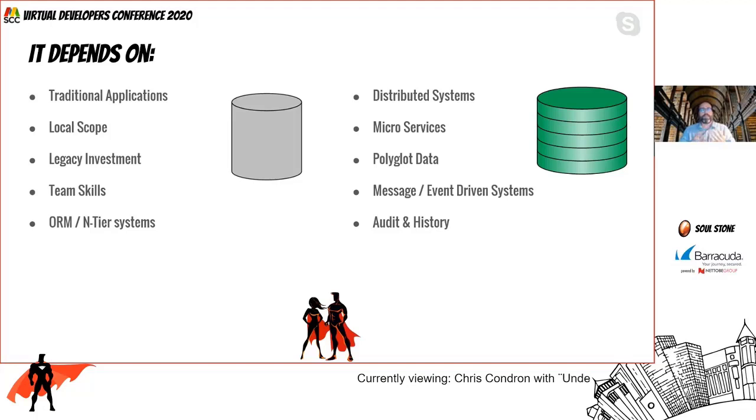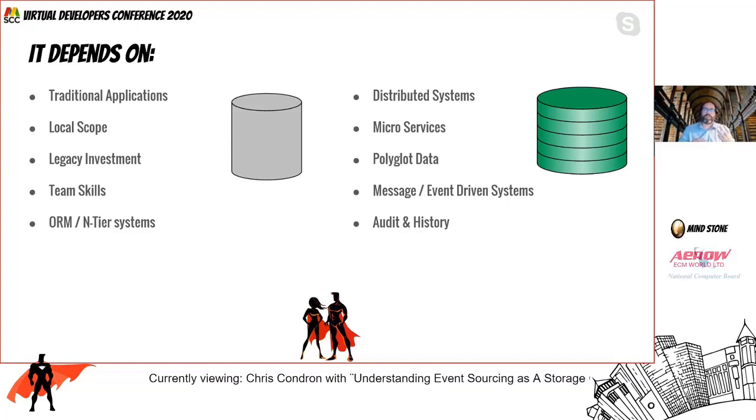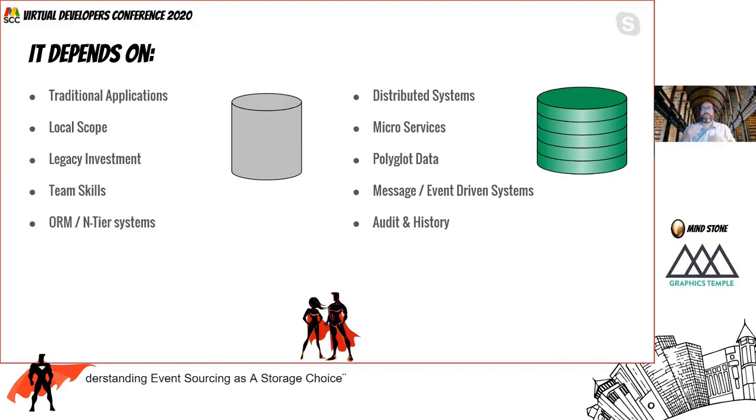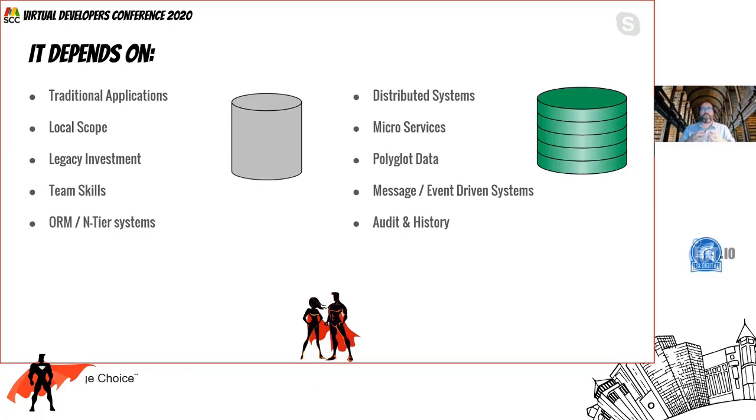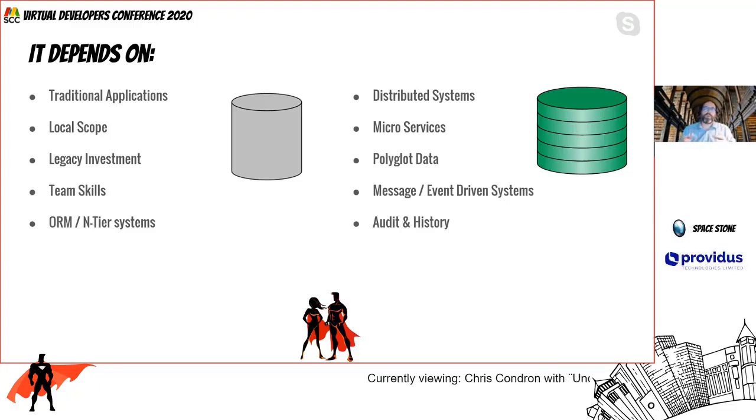So with polyglot data as well, we can leverage that log nature of a stream database to fill out in-memory caches, relational databases, all these different things can be fed and kept up to date and managed in a reasonable way using that core event store as a source of truth. And then any place where you have audit and history requirements, this becomes worth its weight in gold.